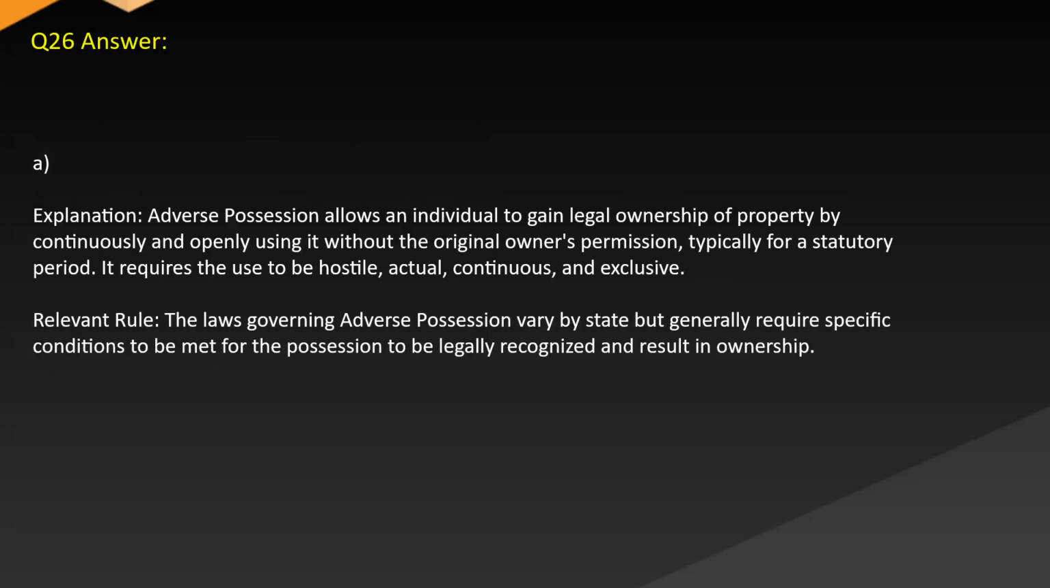Answer A. Explanation. Adverse possession allows an individual to gain legal ownership of property by continuously and openly using it without the original owner's permission, typically for a statutory period. It requires the use to be hostile, actual, continuous, and exclusive. Relevant rule: the laws governing adverse possession vary by state but generally require specific conditions to be met for the possession to be legally recognized and result in ownership.